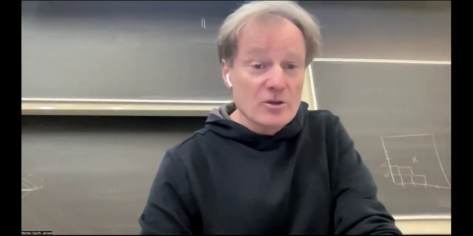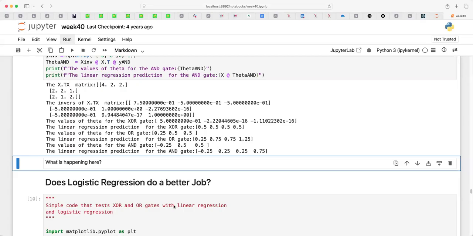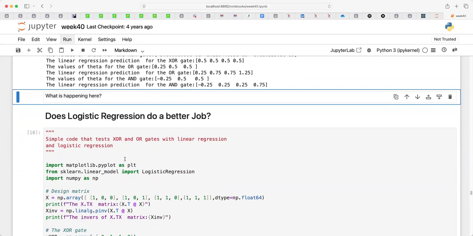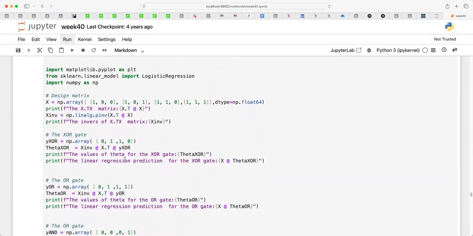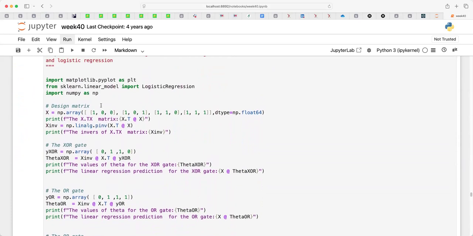So let's go back to the Jupyter notebook and see what happens if I run the same case with logistic regression. What I would do then is define these gates. So this is the design matrix with the intercept here. You see the ones here. And then I have the cases with bits 0 and 0, 0 and 1, 1 and 0, and 1 and 1.